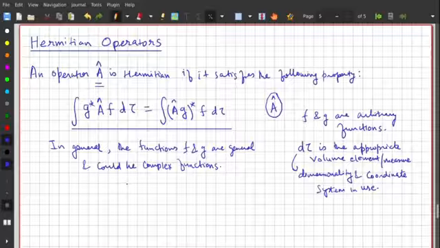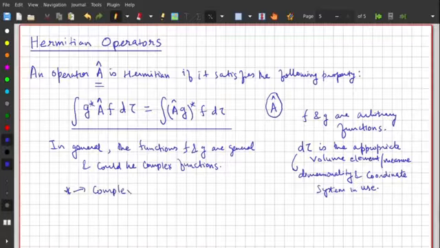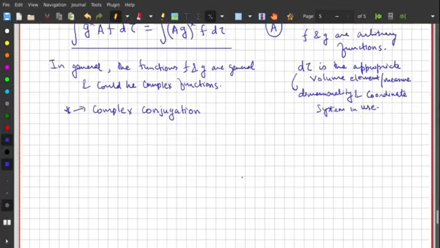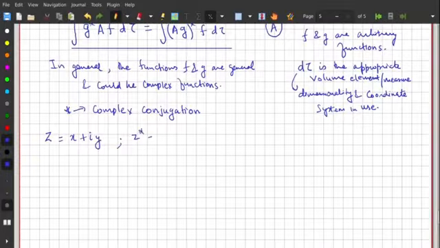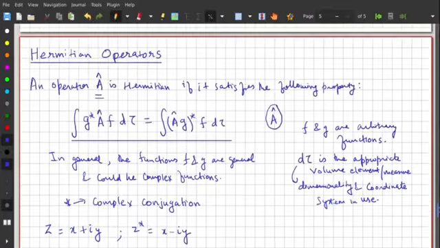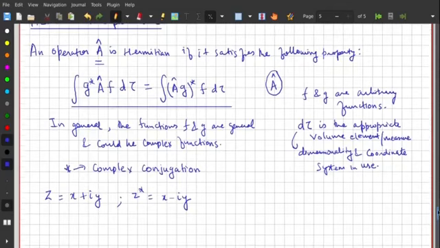Okay, so that's the generic idea of what we mean by a Hermitian operator A, where one thing we need to keep in mind is that this star means complex conjugation. So let's say we have a complex number z, which is x plus iy. The conjugate z star is defined as x minus iy. So that's what we mean by complex conjugation. The same thing is valid for any function.